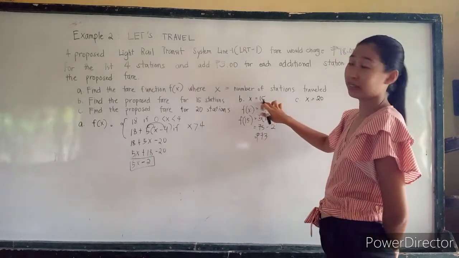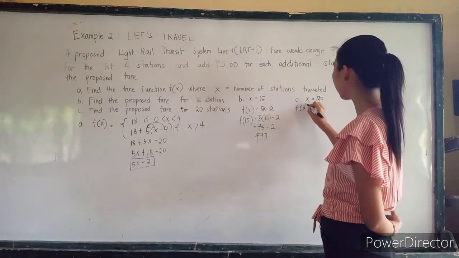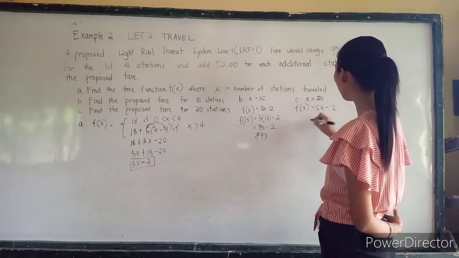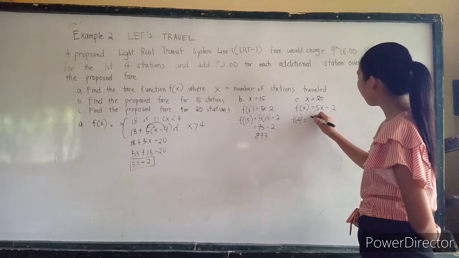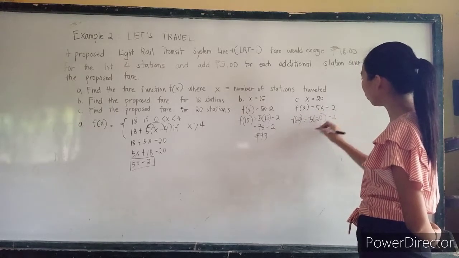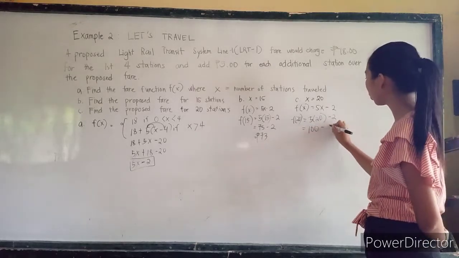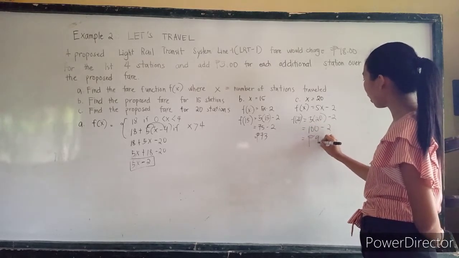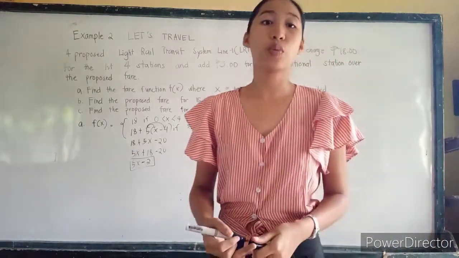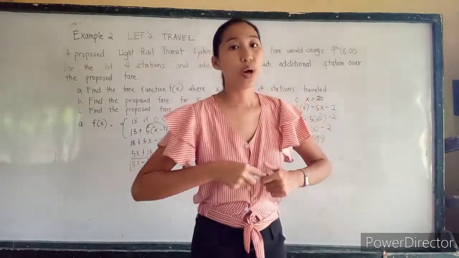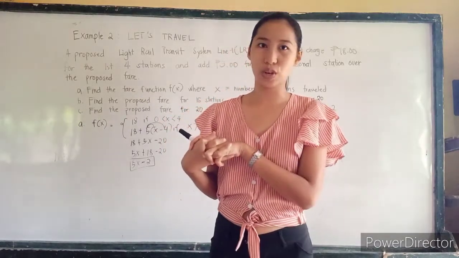The x changed, okay? Earlier it was only 15, now it is 20 stations. So f of x is equal to 5x minus 2. Let's substitute. So that is f of 20. Then 5 times 20 minus 2 is going to be 100. 5 times 20 is 100 minus 2. Therefore, you are going to pay 98 pesos if you travel 20 stations. So that is the use of functions in this kind of situation.